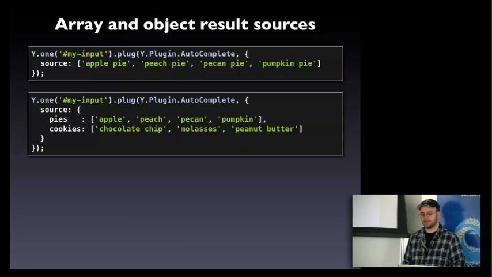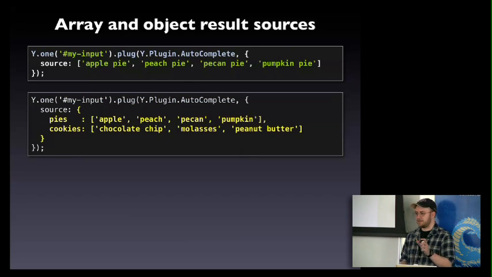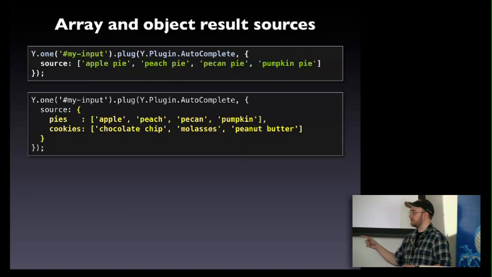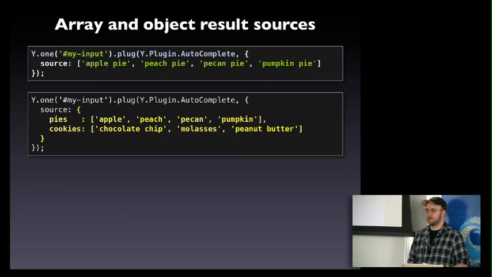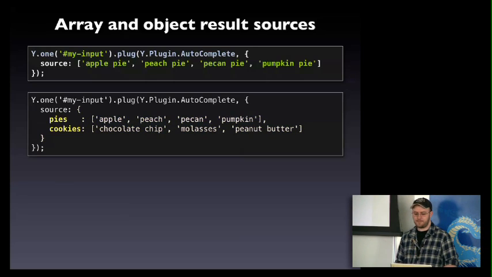You can also use an object as a result source. So instead of an array, now I've got an object that's got keys and values. And in this case, as the user types something like pies, AutoComplete is going to find the pies key on this object, and it's going to return that array. If the user starts typing cookies, AutoComplete is going to find that property on this object and return that array. So if you've got a lot of local data sitting around, but it's nothing too complex, this makes it really easy to use without needing to create a full-fledged data source.